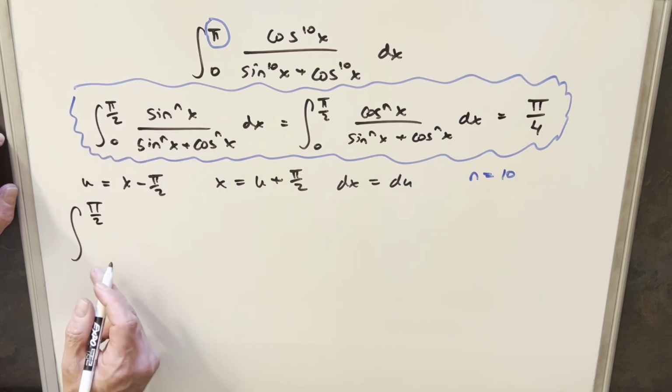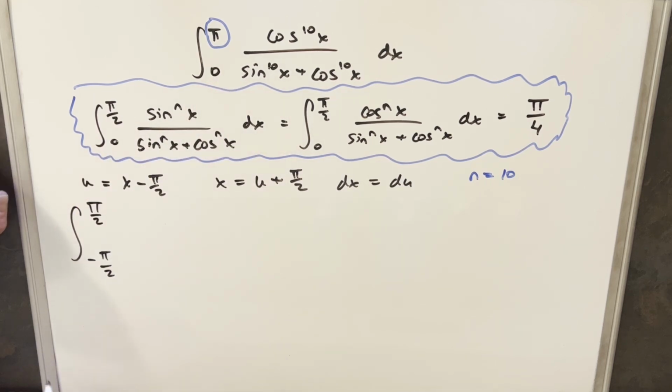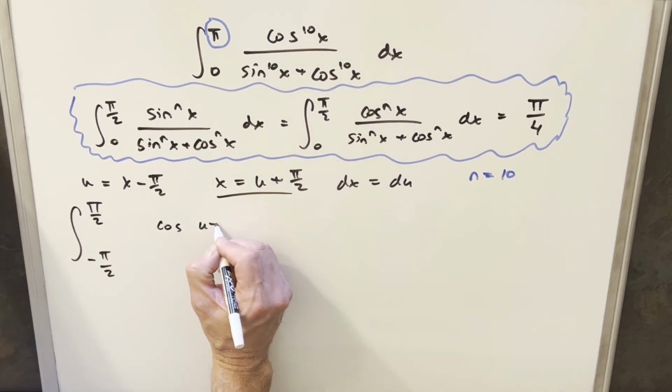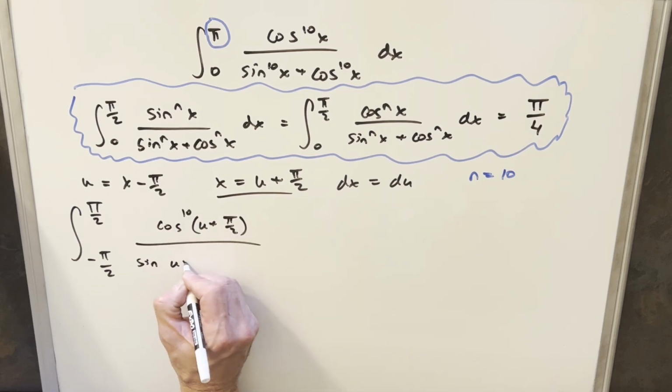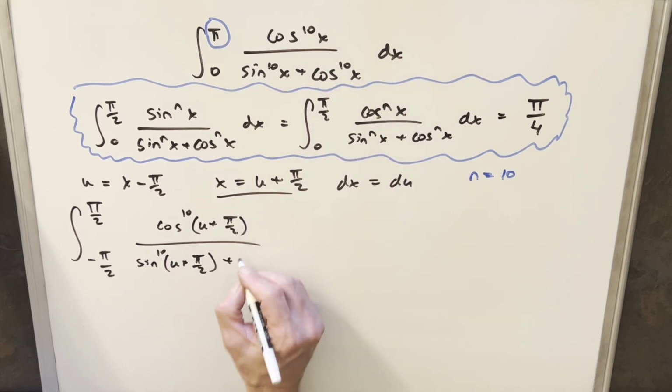So that's exactly what we wanted. Then 0 minus pi over 2 gives me minus pi over 2 here. And then for x here, we need to plug in this. So we're going to end up with cosine of u plus pi over 2. Here we're going to have sine of u plus pi over 2. This value is going to be the same thing as this, so we'll just copy this down here.